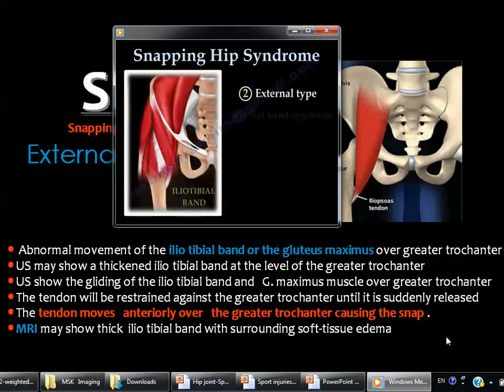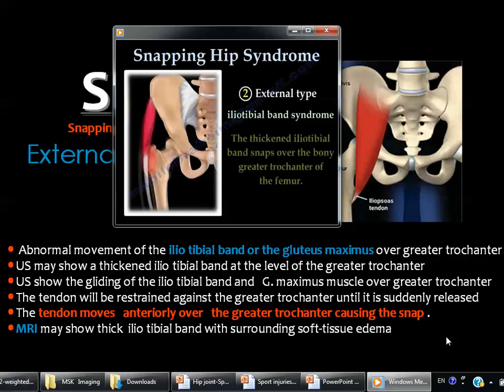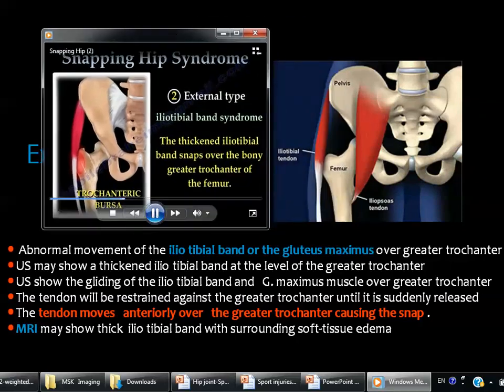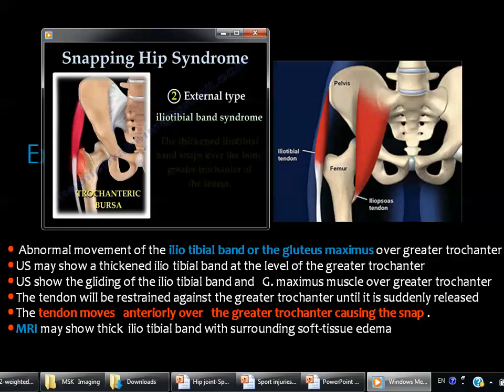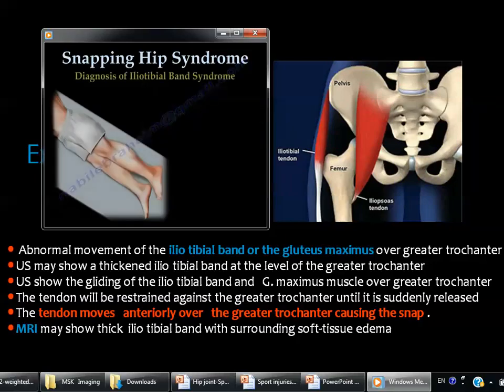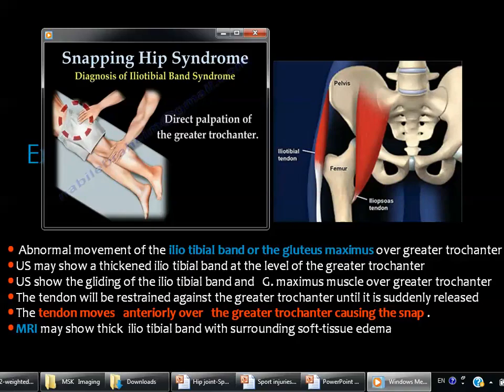External type means outside type, called iliotibial band syndrome. The iliotibial band is thickened and it snaps over the bony area of the greater trochanter of the femur. The patient may develop trochanteric bursitis, adhesions, gluteus maximus inflammation, or edema. Diagnosis of iliotibial band syndrome: direct palpation of the greater trochanter.